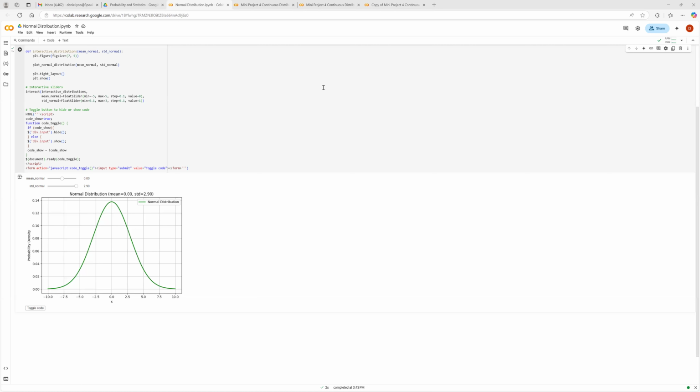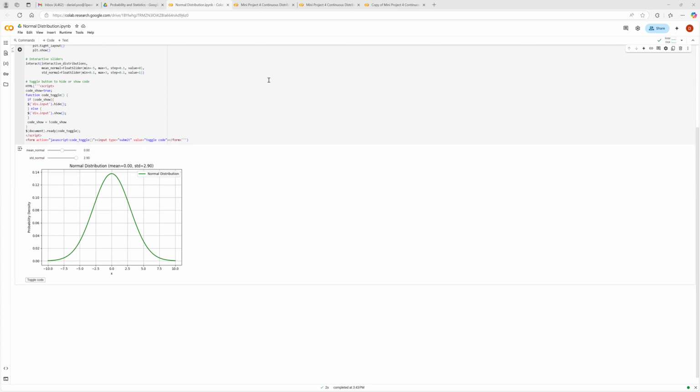Hello, welcome. I'm going to be talking about the normal distribution, basically just experimenting with some of the parameters. This is an interactive graph, and one of the benefits of having something like this is actually being able to experiment with the parameters and see how the shape of the distribution changes. So here I've got the mean and then the standard deviation.